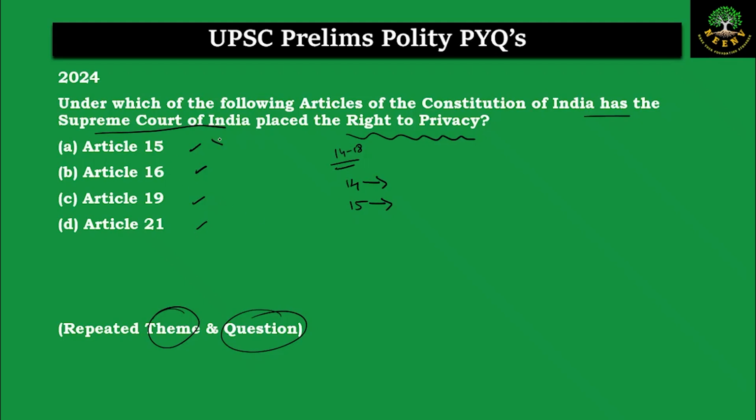So we know that it is not 15. Again in 16 we have the equality of opportunities in terms of public employment. So that is also wrong. And 19 is right to freedom. That is also wrong. So ultimately right to privacy comes under the right to life, which is Article 21. So D is the correct answer. So this is how you answer the question in the exam. But for the learning purpose, let us look at the in-depth provisions.